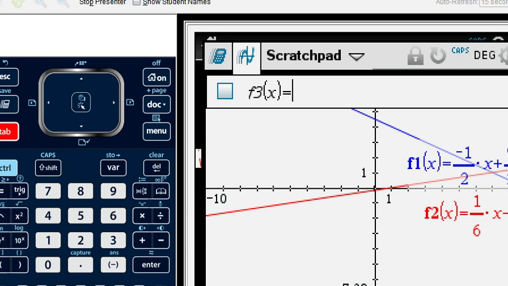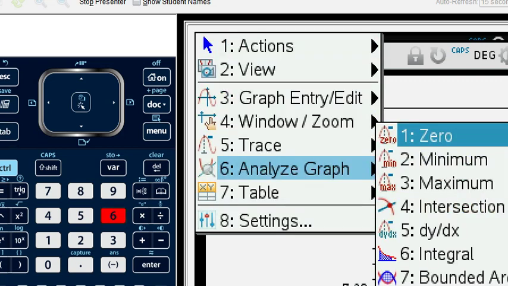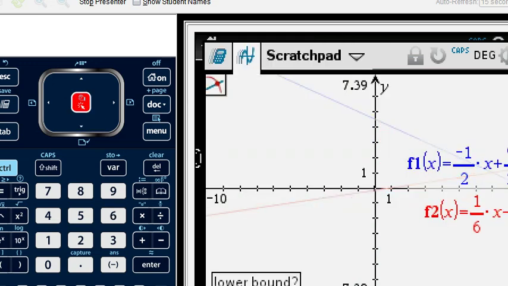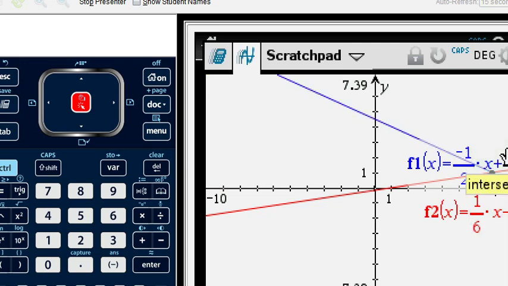Okay. So, those of you who want to graph this should hopefully be done. We're going to hit menu, 6 to analyze graph, and we're going to find the intersection. So, I'm going to go over on one side of that point of intersection, then go on the other side, okay? And so I can move this right here. My answer is 7, 1.